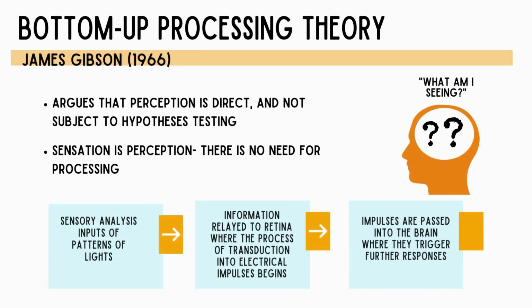Bottom-up processing theory. James Gibson argues that perception is direct, and not subject to hypothesis testing as Gregory proposed. There is enough information in our environment to make sense of the world in a direct way. For Gibson, sensation is perception: what you see is what you get. There is no need for processing or interpretation, as the information we receive about size, shape and distance is sufficient for us to interact directly with the environment.